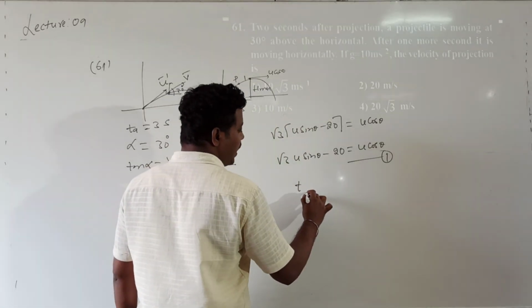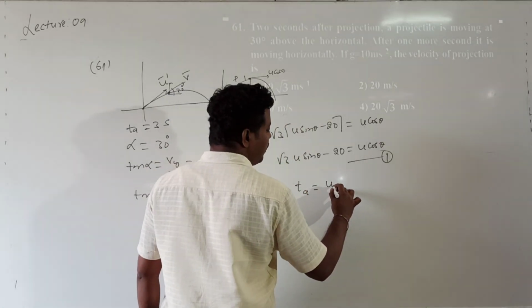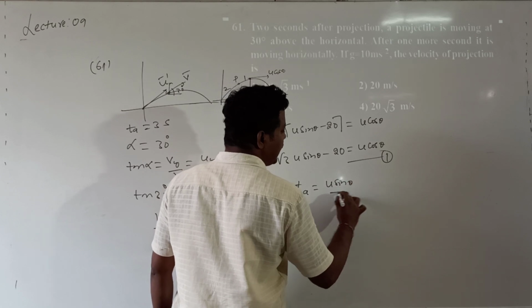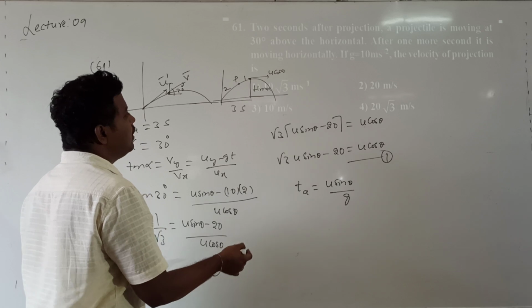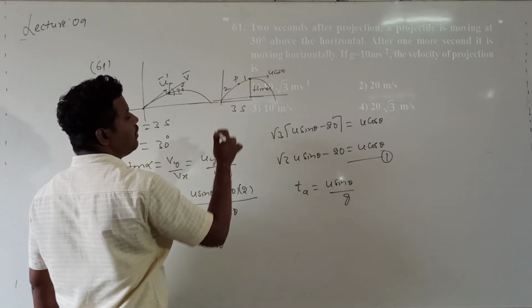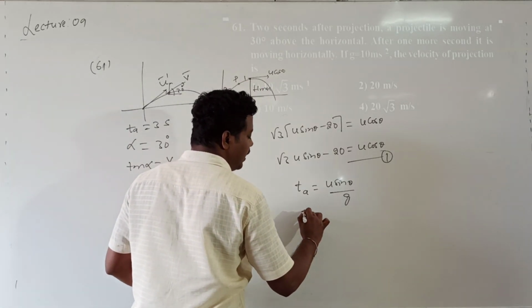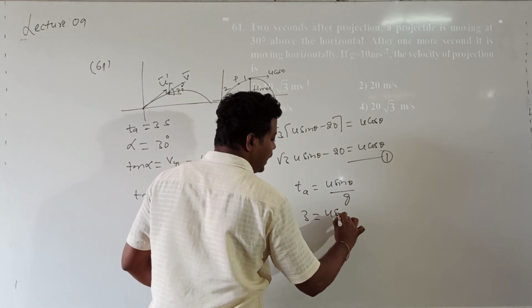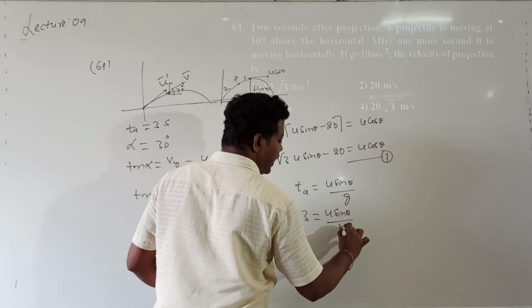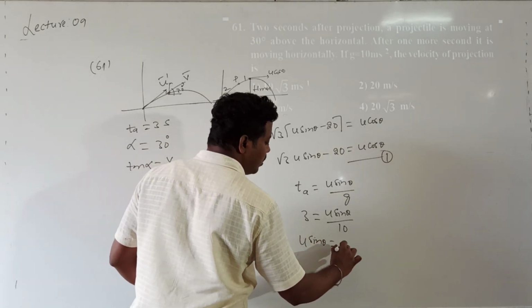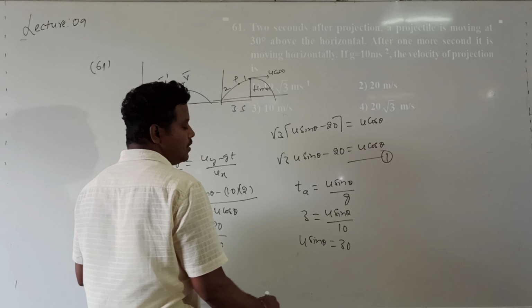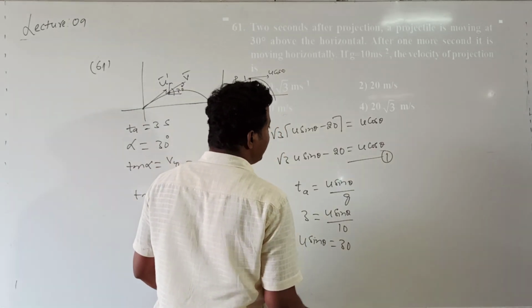But what is the formula? Time of ascent is equal to u sin theta divided by g. So the time of ascent we calculated: here to here 2 seconds, here to here 1 second, total 3. So 3 is equal to u sin theta divided by g value 10. So what we get, u sin theta value is equal to 30. Right? So this is the value of u sin theta.